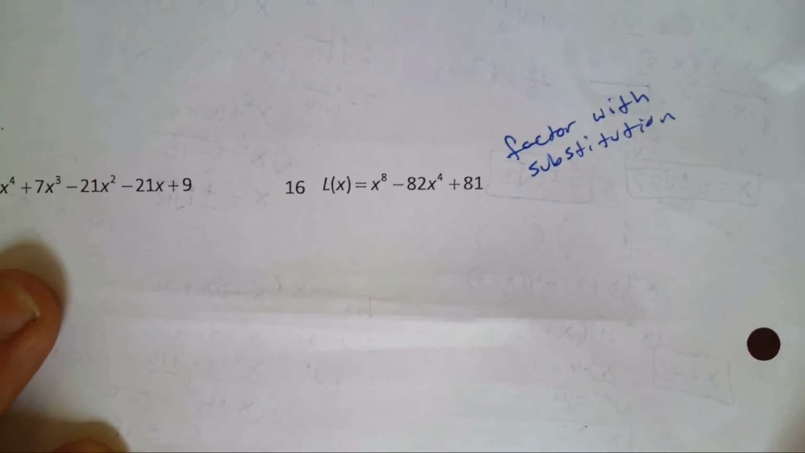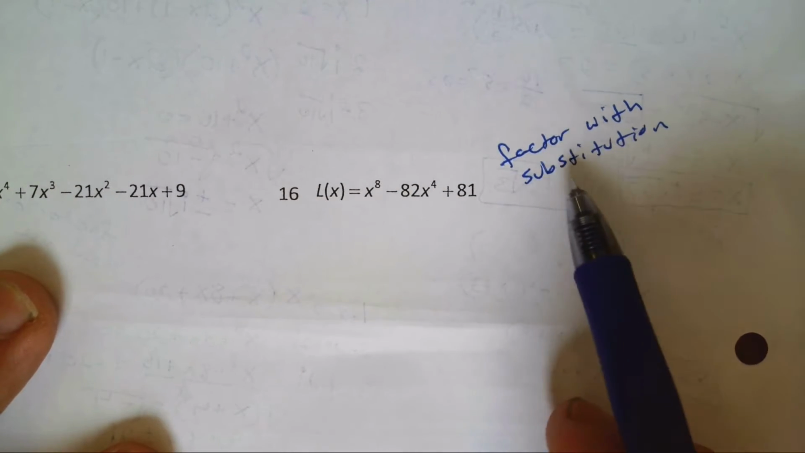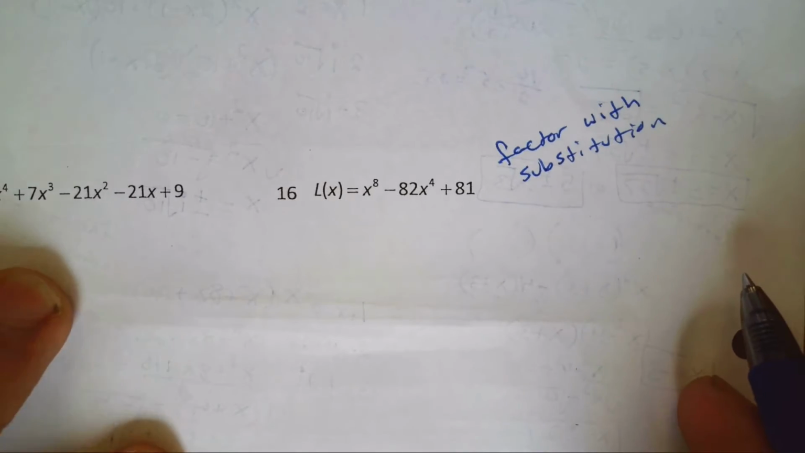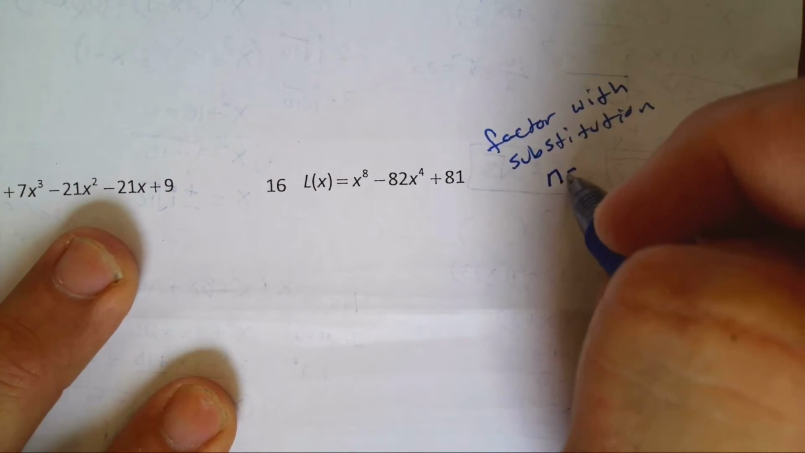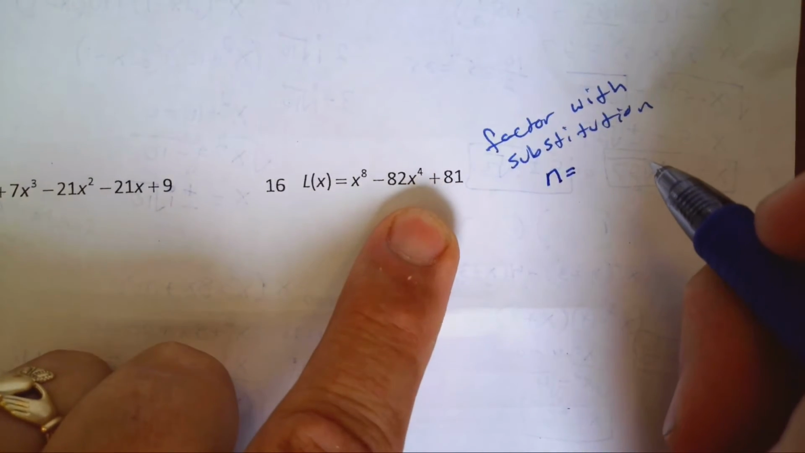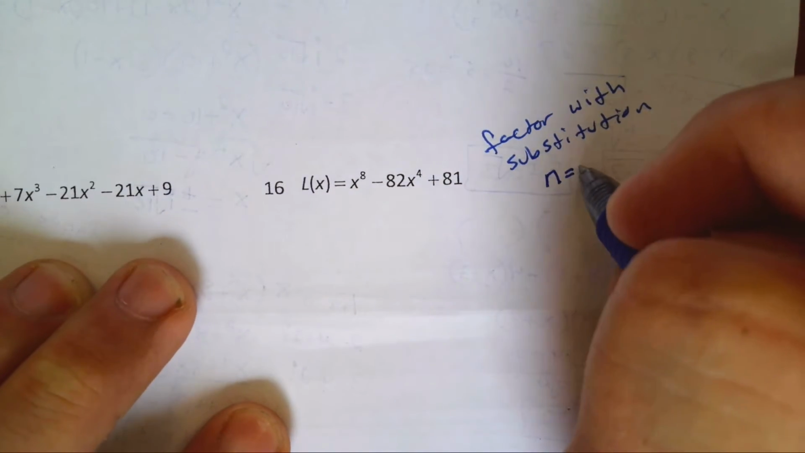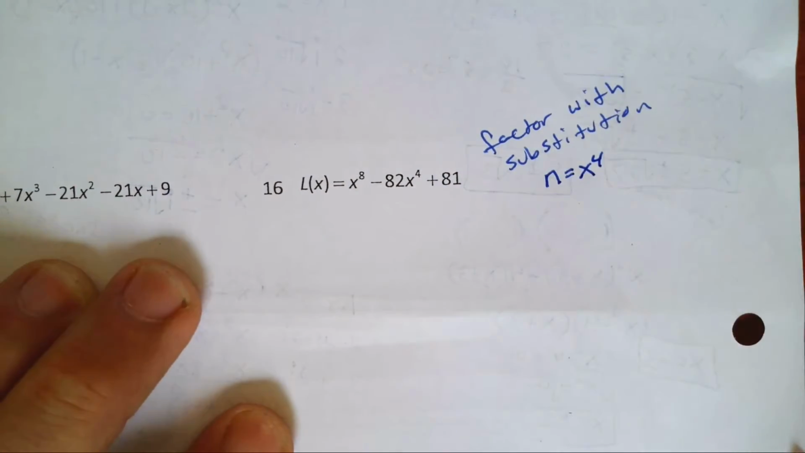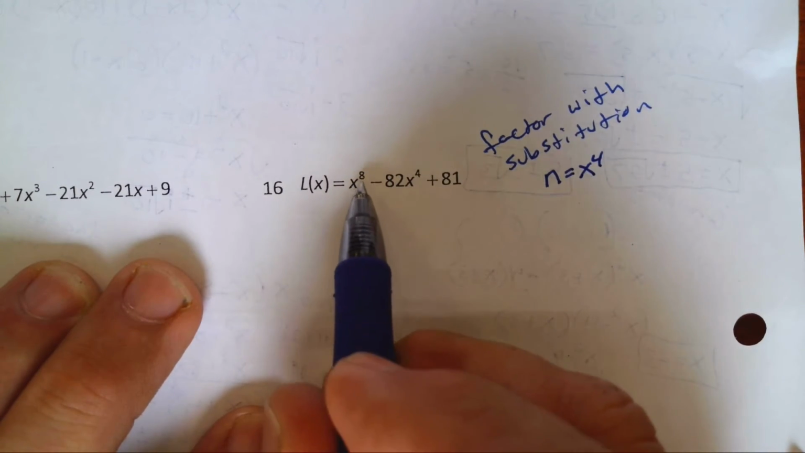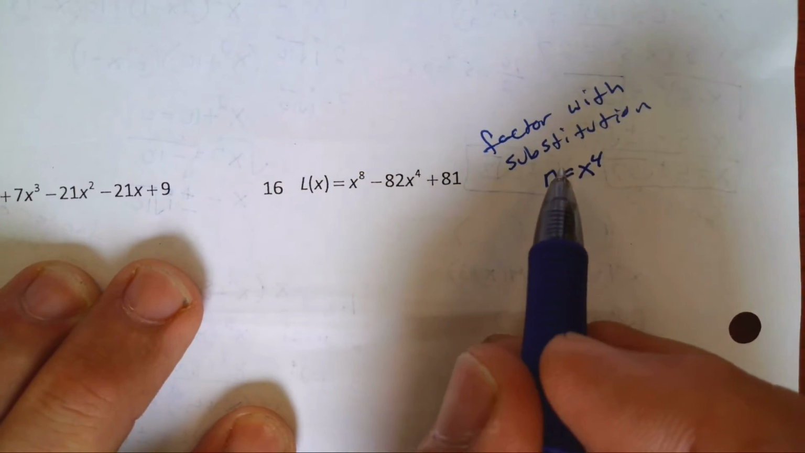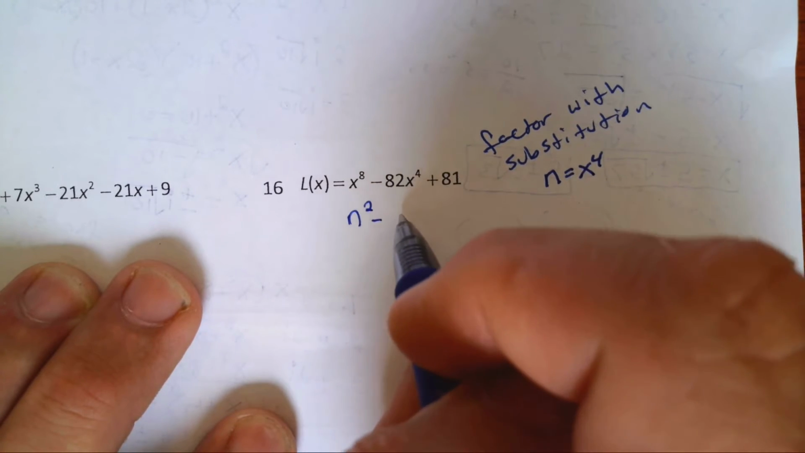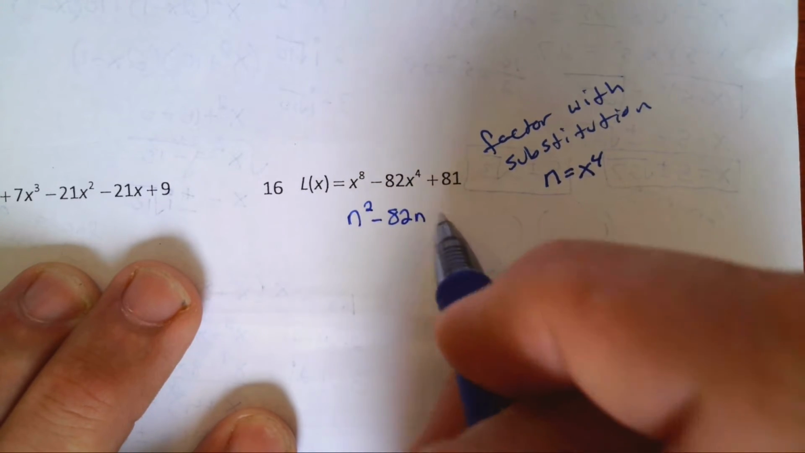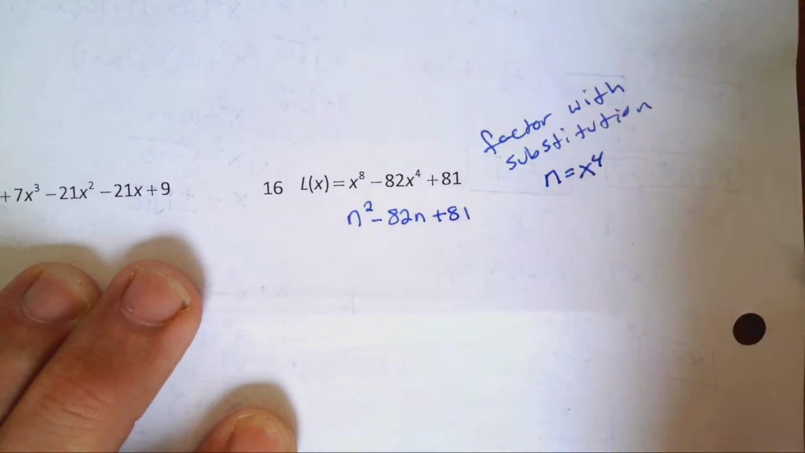I want to do another one with this, factoring with the u substitution, or in our case, the n substitution. So I'm going to say n equals x to the fourth, because that'll make x to the eighth equal to n squared. So now I'm going to say n squared minus 82n plus 81.